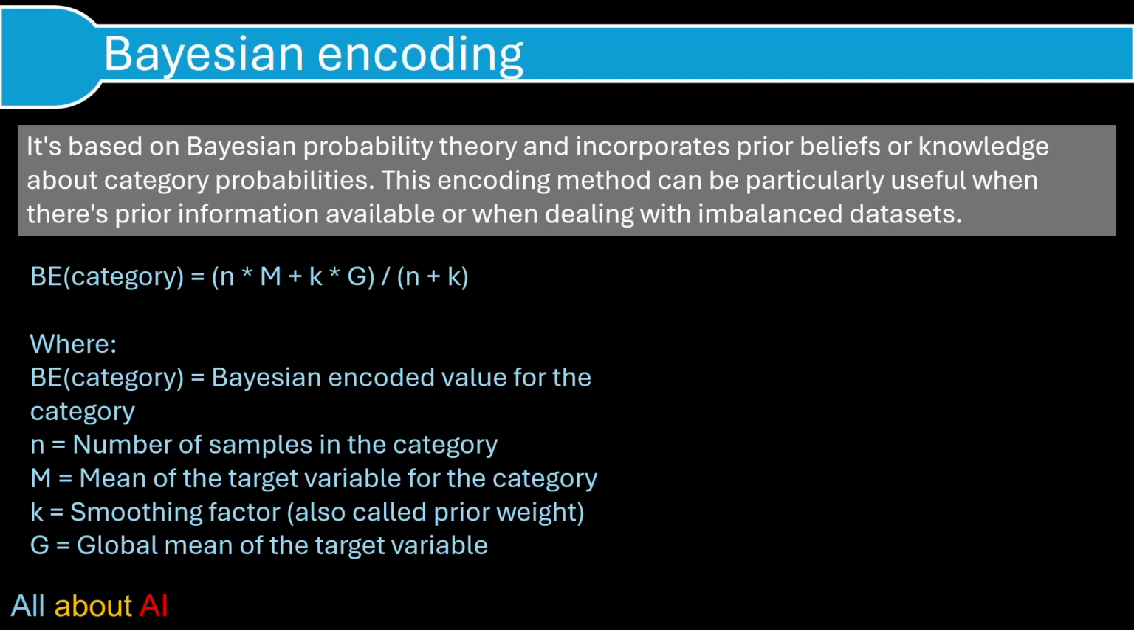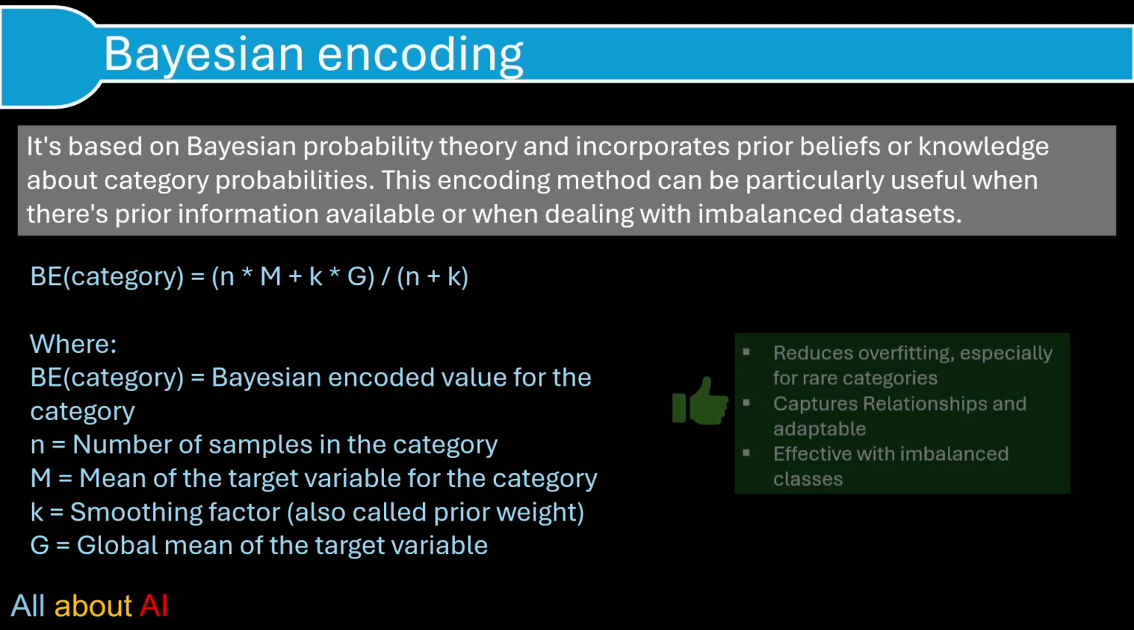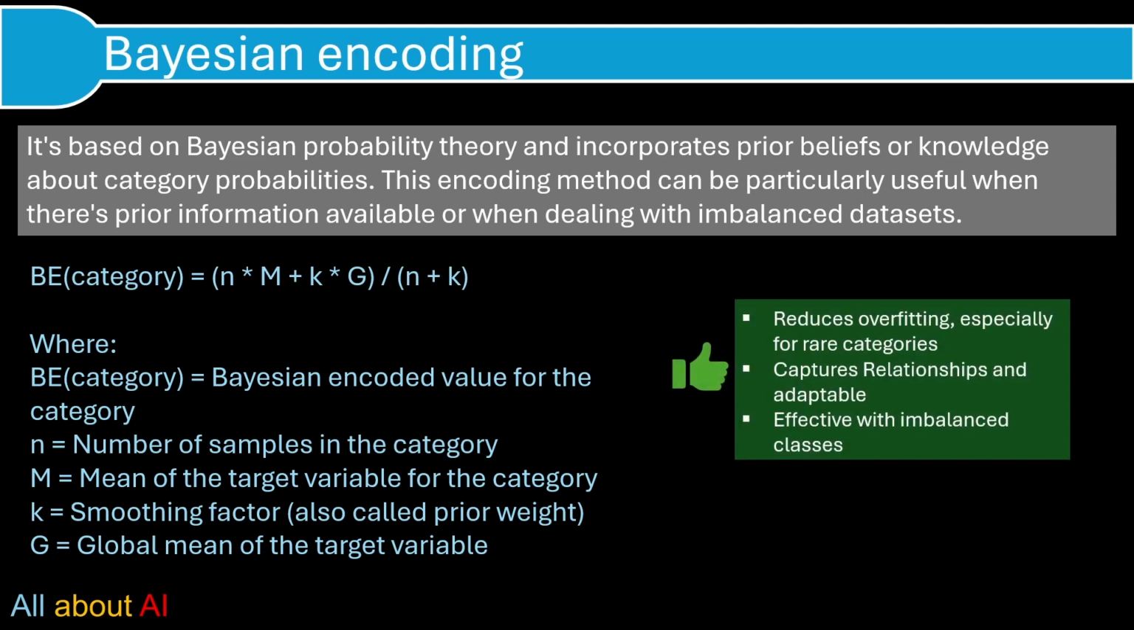Now, what are the advantages? Reduces overfitting, especially for rare categories. Captures relationships effectively with imbalanced classes. A higher K will pull the encoded values closer to the global mean, which can be useful for categories with few samples to prevent overfitting.